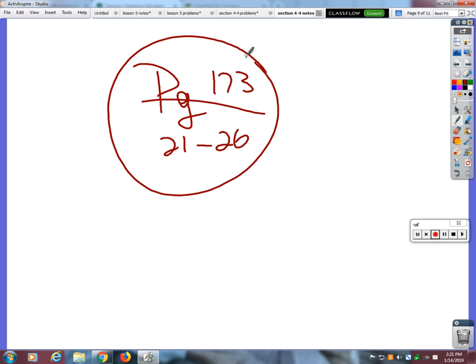All right, so your assignment's going to be page 173, 21 through 26. Let's go ahead and work through some of these together, since there's only one example there, so I'm not quite sure that you have got it yet.